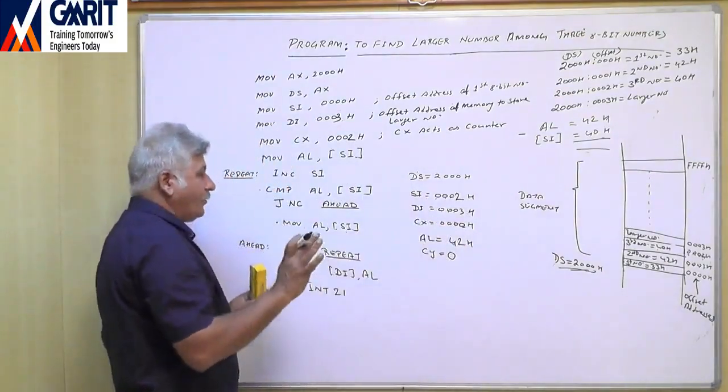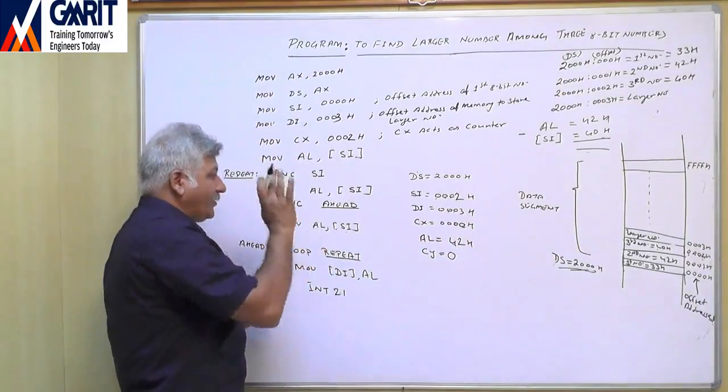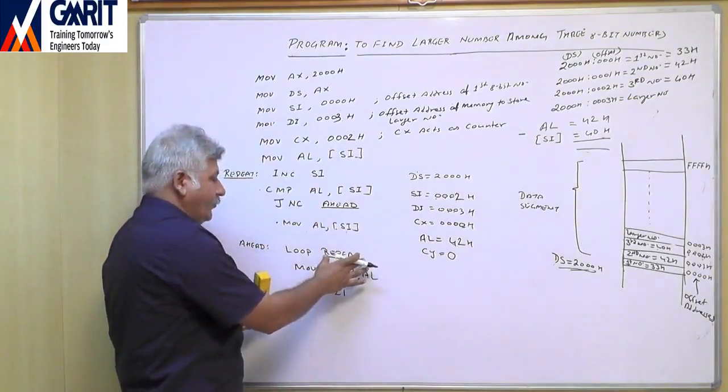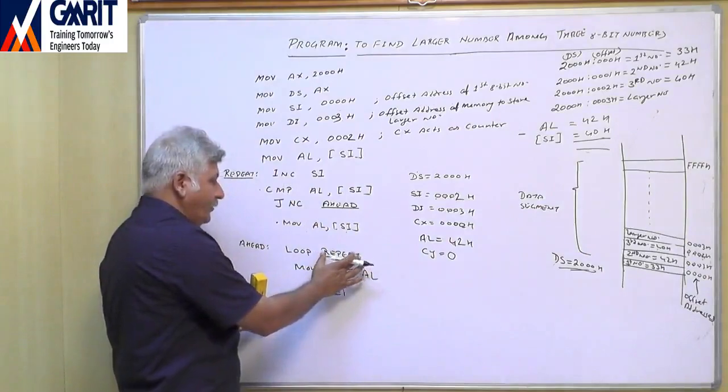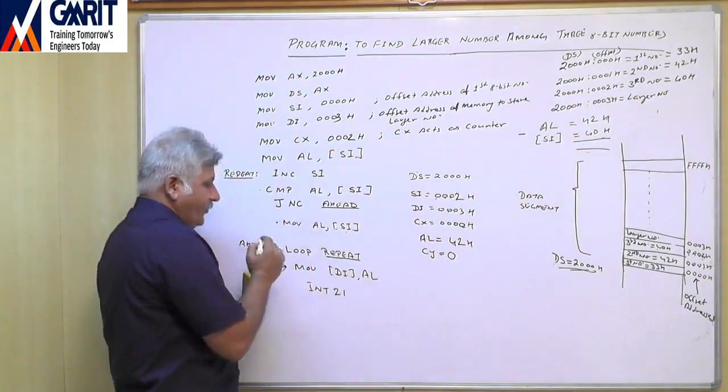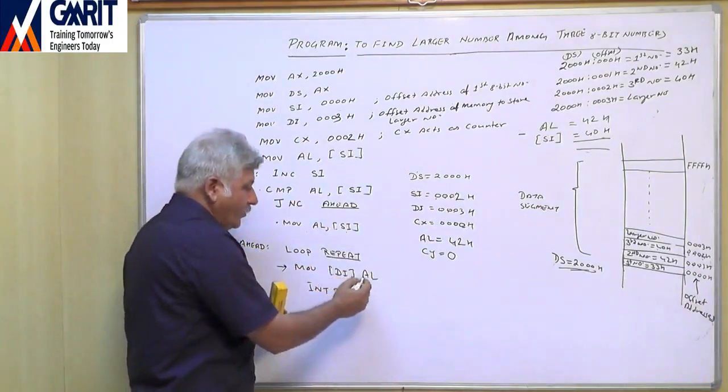This means we have compared all the numbers. And our larger number is in AL by this time. So program sequence will not go to the label repeat. This instruction is executed. Here move within bracket DI comma AL.